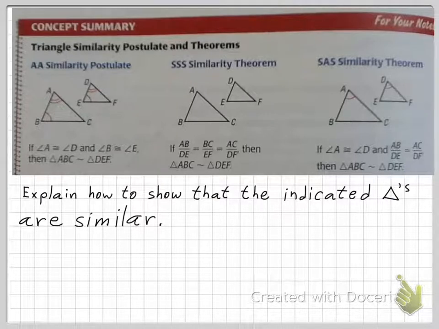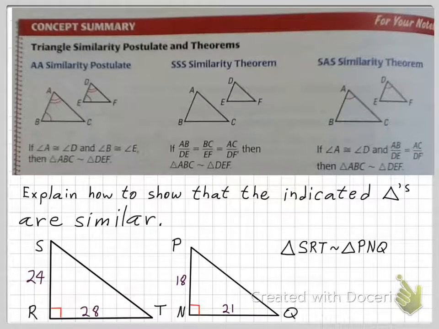So we have 2 more problems, and they both have the same set of instructions, which is to explain how to show that the indicated triangles are similar. We have these 2 triangles, and it is our job to show that triangle SRT is similar to triangle PNQ. Remember, we've covered quite a bit in the past in other chapters, and even continuing with this chapter.